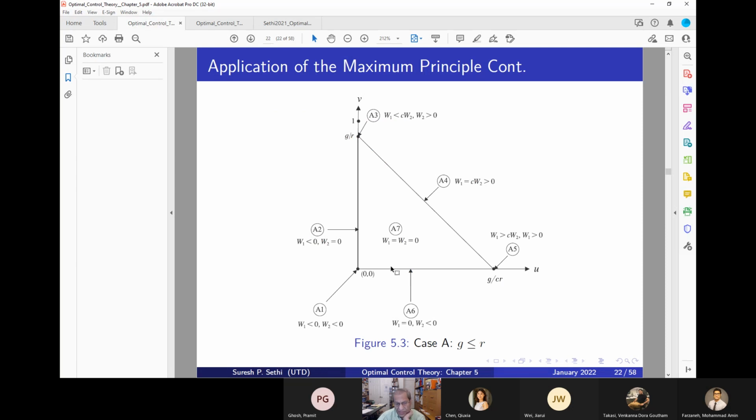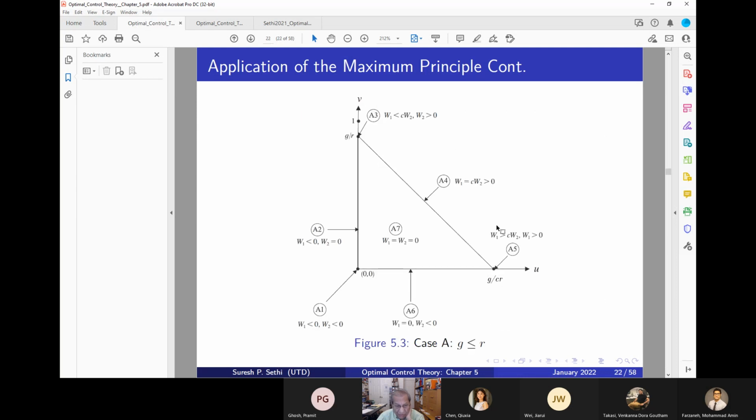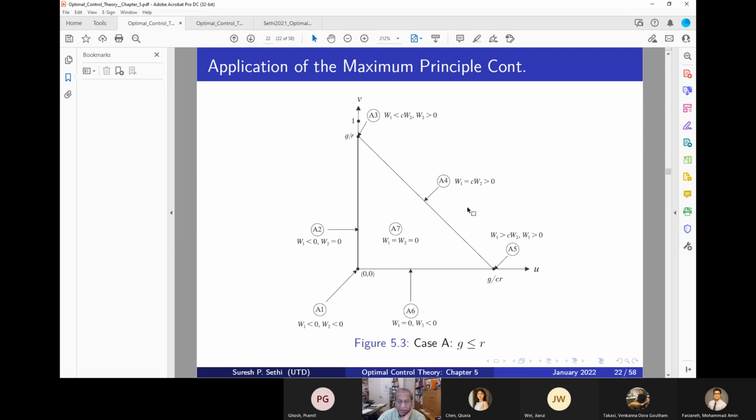Okay. And you notice that I also put this control. So if W2 is 0, and W1 is less than 0, because W2 equal to 0 will also imply W1 less than 0, I don't have to put W1 less than 0 here. It also says that U star is going to be 0, but V star can be anywhere between these two quantities. Of course, when G by R is, in the first case, this is going to be 1, because it's a min of these two quantities. So it takes both pictures into account.